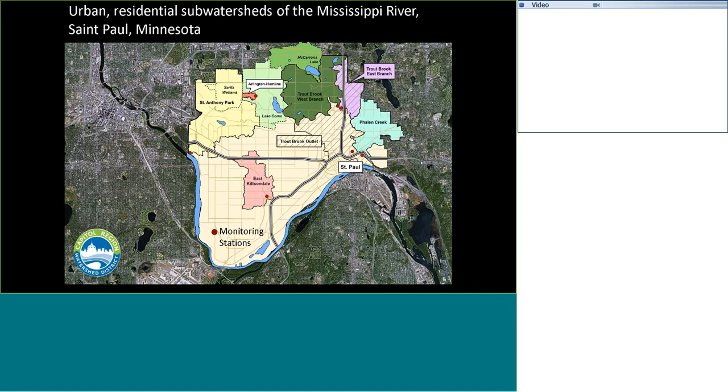of nutrients in runoff for a number of subwatersheds of the Mississippi. These are largely in St. Paul and the northern adjacent suburbs. This shows the location of these watersheds where Cap Region has been monitoring annual nutrient loading. Each of the red dots represents one of their monitoring stations.